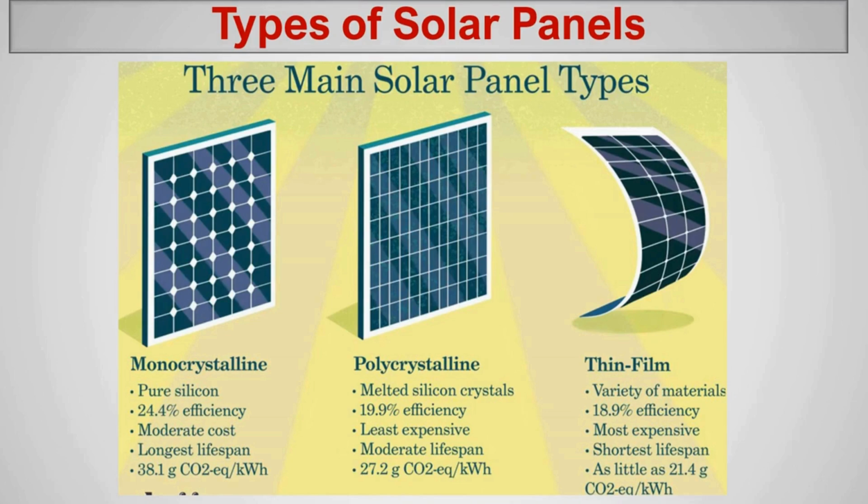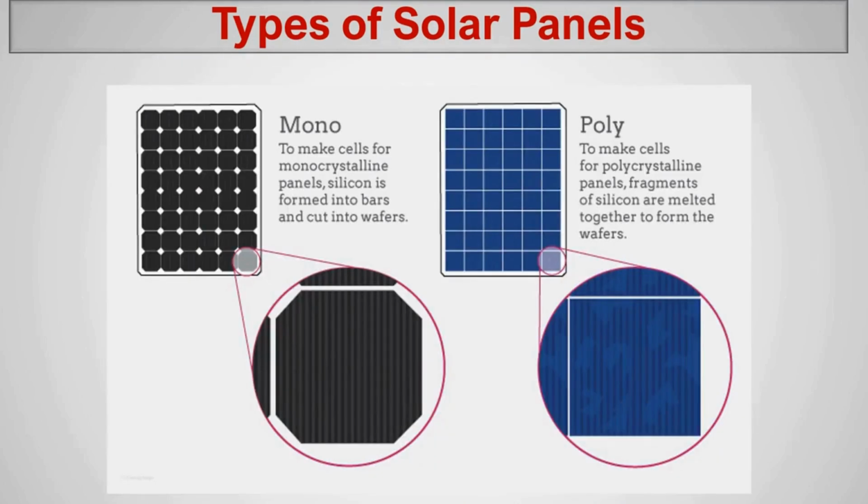If you look deeper into mono and poly, poly is the old type from before 10 years. Whatever installation we did 10 years ago, we used polycrystalline. Nowadays we are using monocrystalline. By looking at both you can easily identify monocrystalline, which looks black in color. To make cells for a monocrystalline panel, silicon is formed into a bar and cut into wafers. So this is how monocrystalline is fabricated.